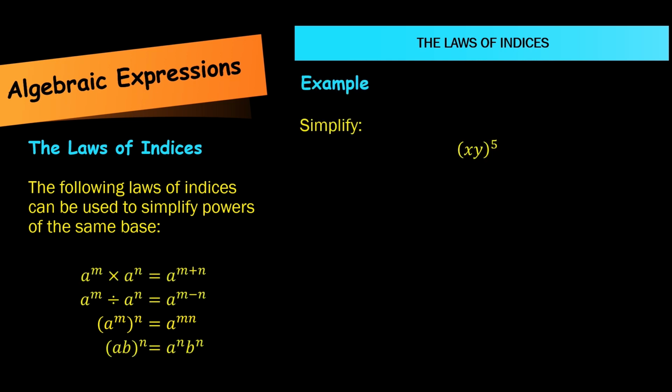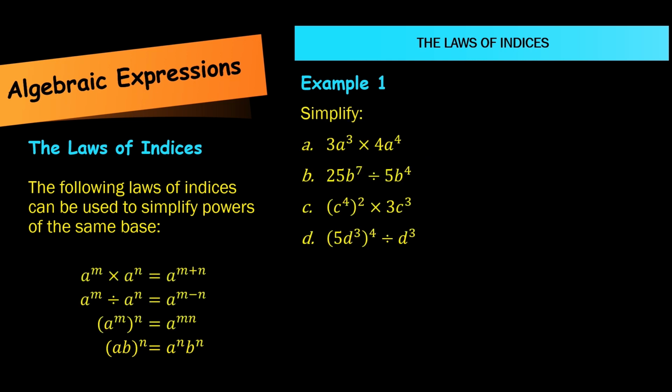Now let's have a go at this example. xy all raised to the power 5. So using the highlighted law gives us xy all raised to the power 5 is equal to x to the power 5 times y to the power 5.